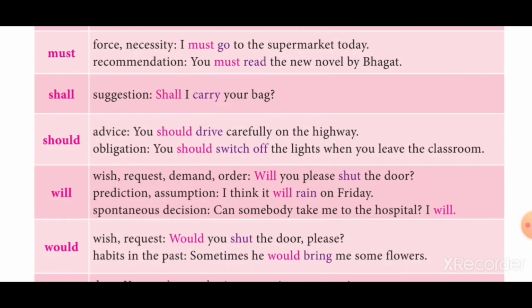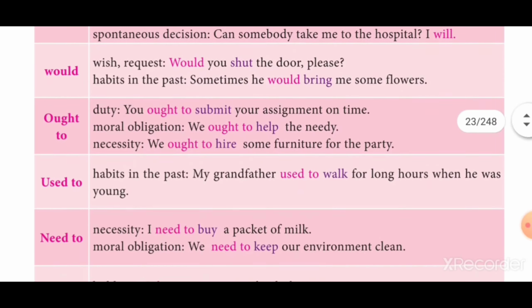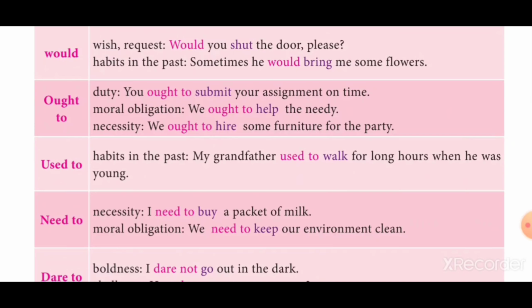Coming to the next one, would. Would is used to express wish or request. The example is, would you shut the door please? And also to talk about habits in the past. The example is, sometimes he would bring me some flowers.